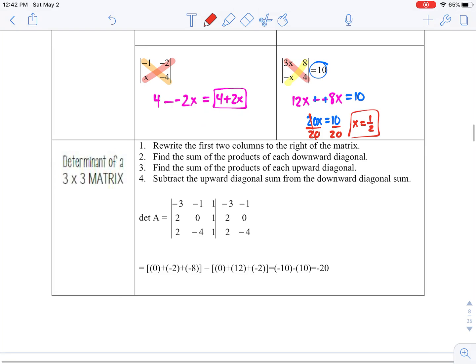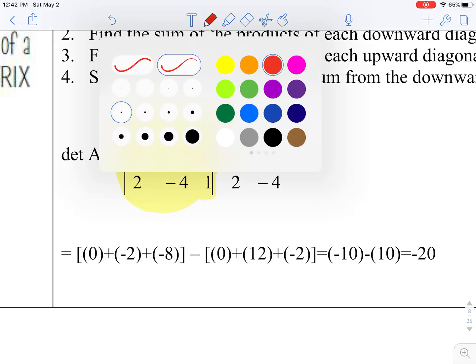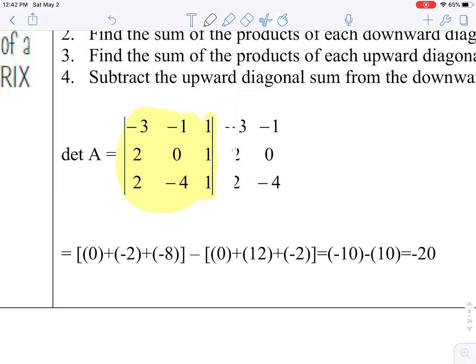Now we're going to work with a 3 by 3 determinant. Here's the plan. Let me start off by saying this is the matrix they give you. This is all you're going to see. This other stuff would not even be here. When they say find the determinant, what you're going to do is repeat the first 2 rows.